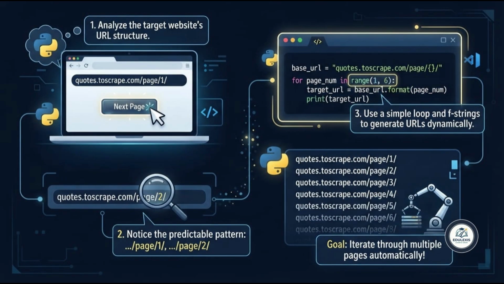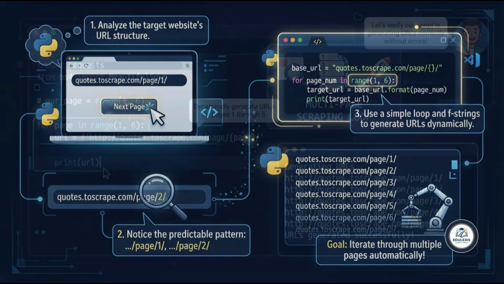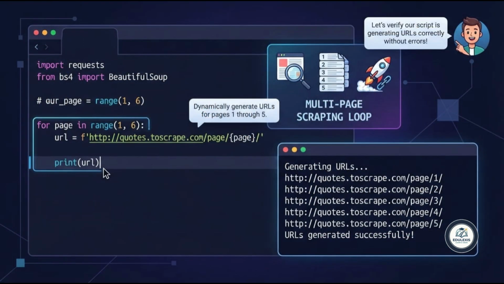Take a close look at your browser's address bar when you click a next page on a target website. Notice how the URL changes. For example, it might change from quotes.toscrape.com/page/1/ to quotes.toscrape.com/page/2/. That predictable pattern is our golden ticket. Because the URL follows a mathematical sequence, we can easily generate these links dynamically using a simple Python loop and f-strings.